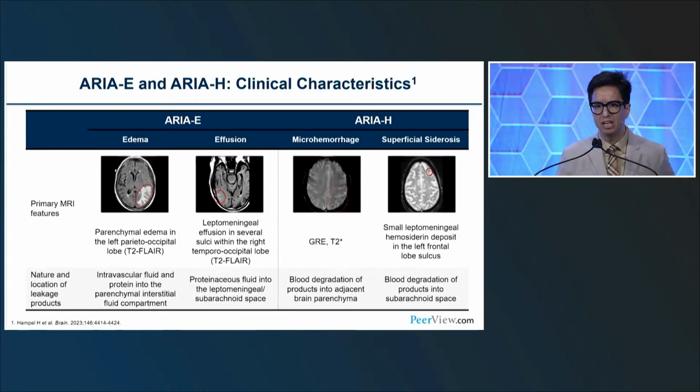And again, in looking at examples of what ARIA-E, or the edema, versus ARIA-H look like, each one of these findings has two flavors. So the edema is vasogenic edema, which we see here noted on this FLAIR, circled in red. And of course, effusions can also happen as part of ARIA-E, which we can see in these areas of FLAIR high signal in the sulci. And then, of course, ARIA-H, you can have microhemorrhages or superficial siderosis. So again, parenchymal versus sulcal-based findings that we can see here.